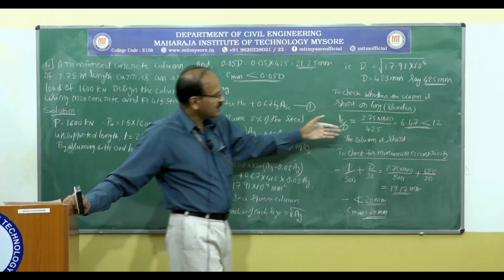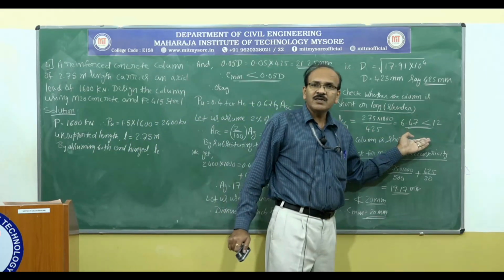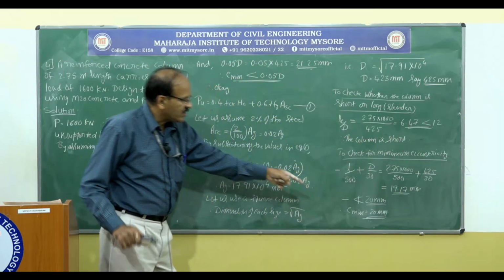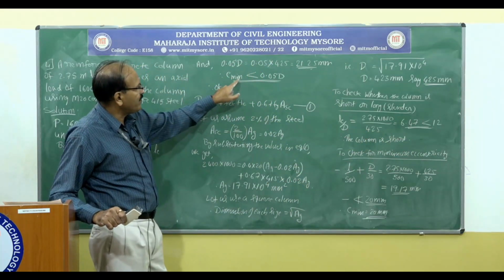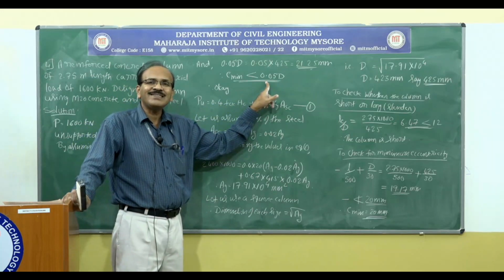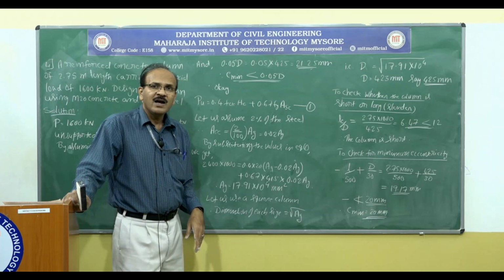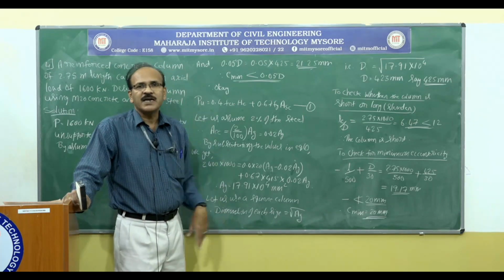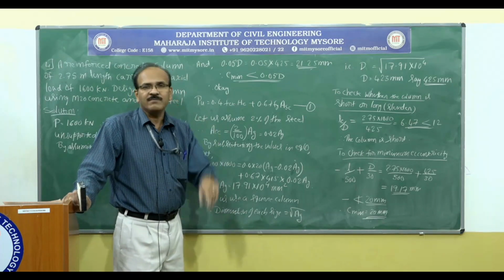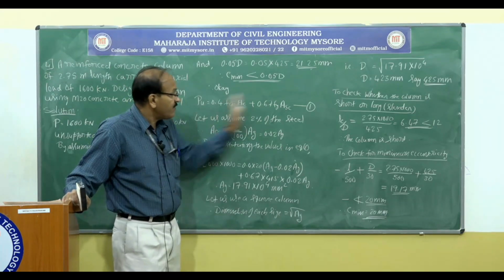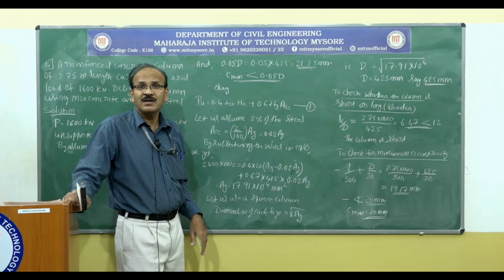What are those conditions? The column should be short. Yes, that condition is satisfied. And when you check for the minimum eccentricity, once we get it, that should be compared with whether it is less than or equal to 0.05 d, and that is also satisfied. Then we are okay. Now we are justified in using this formula.